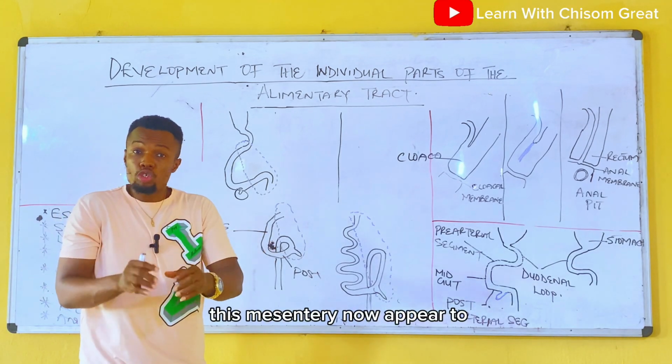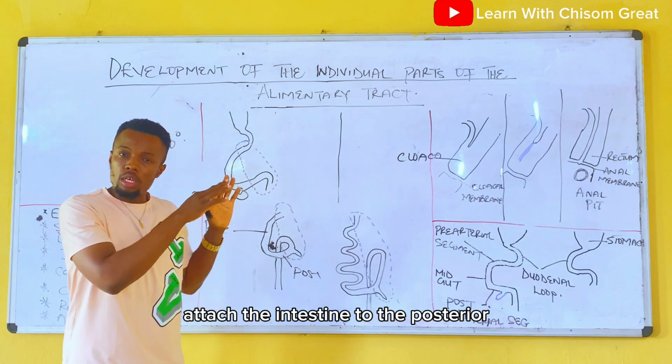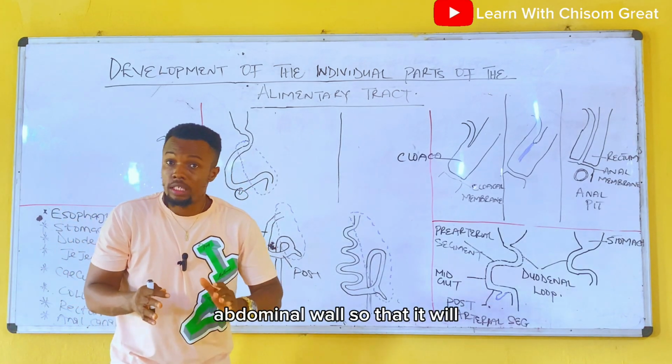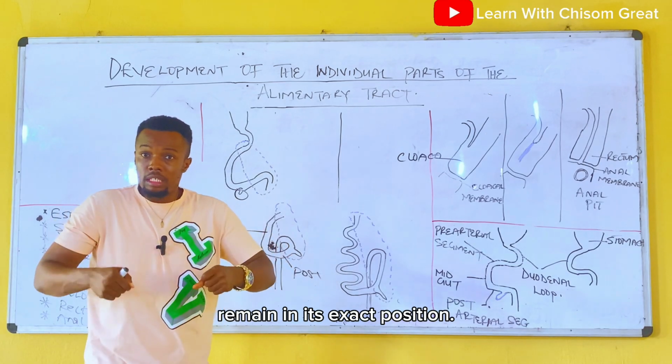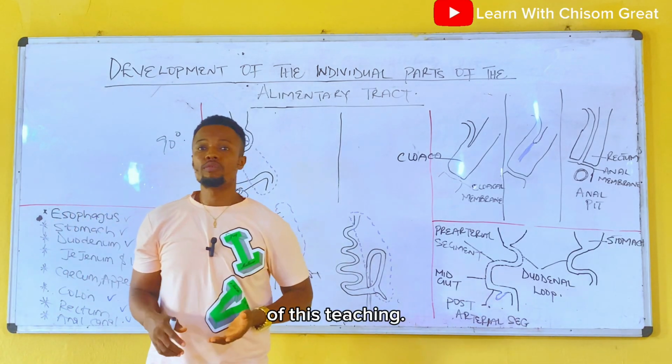So this mesentery now appears to attach the intestine to the posterior abdominal wall so that it will remain in its exact position. So we've come to the end of this teaching.